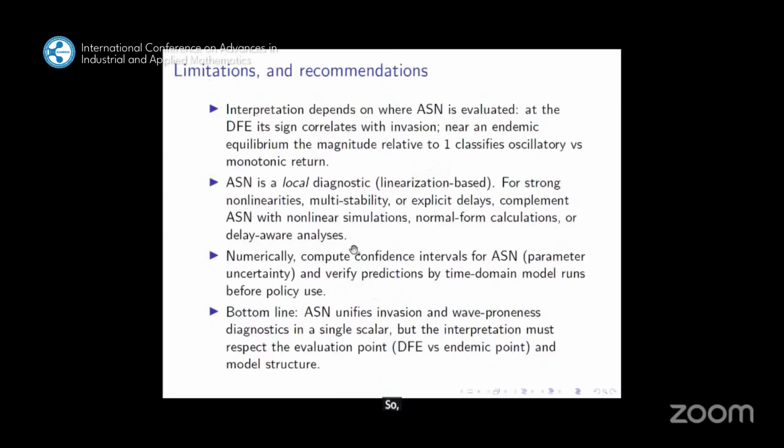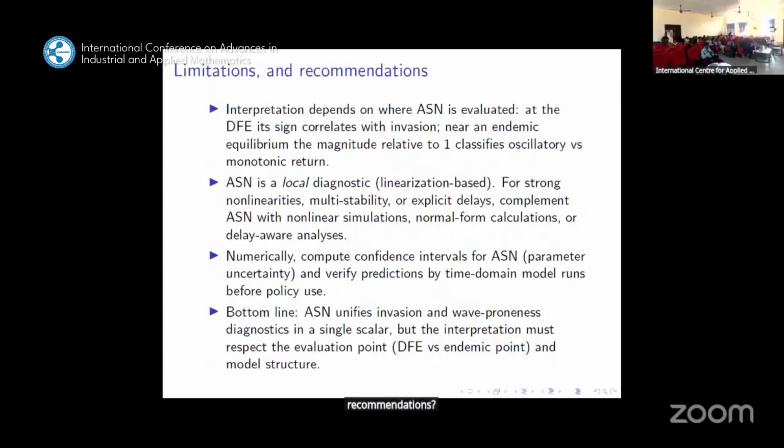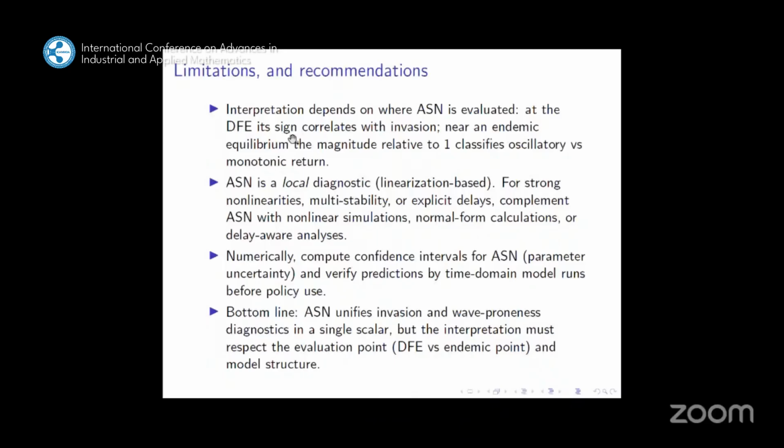So anyway, we have the limitations and the recommendations. In conclusion, we see that Prof. Atangana's work introduced a formal framework based on second order dynamics and proposes the strength number as a novel dimensionless epidemiological diagnostic.